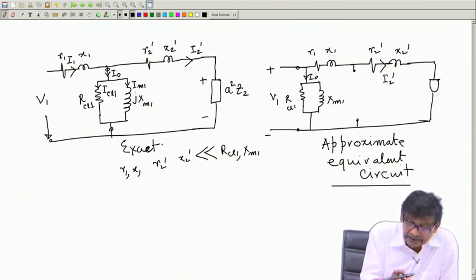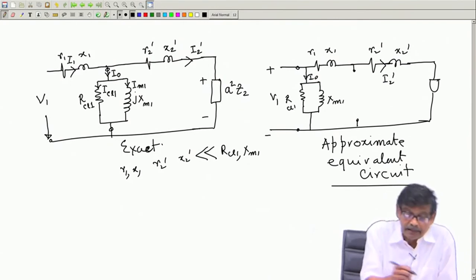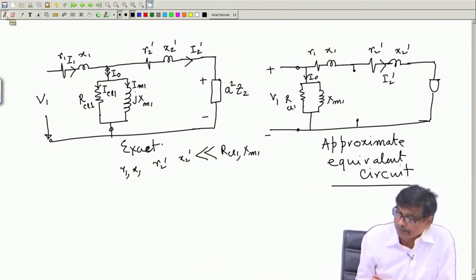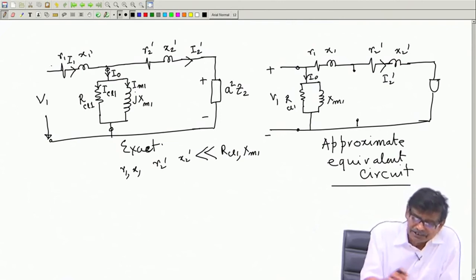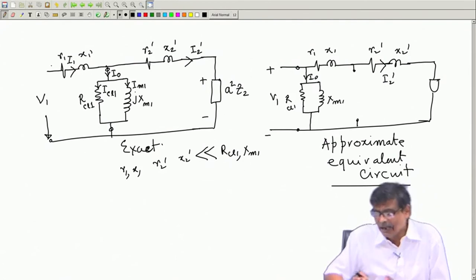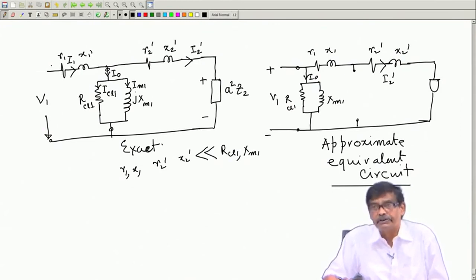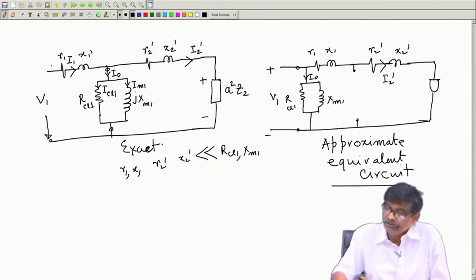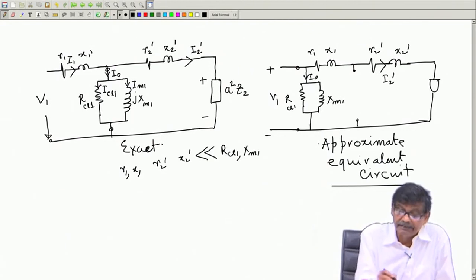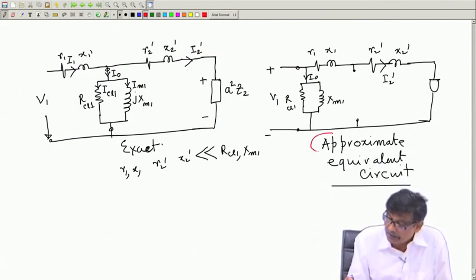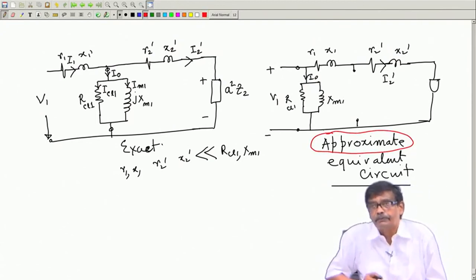Now, I am telling that this drop you neglect. Why do you neglect that drop? R1 X1 is small, because R1 X1 will be small. So, this voltage is approximately equal to this. Anyway, think about it and try to do. So, it reduces a lot of computational burden. Once you draw the circuit like this, this is the key word, approximate equivalent circuit, which in almost all the cases we will refer to.